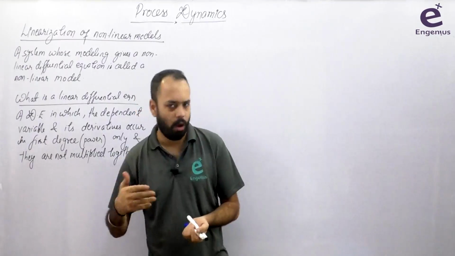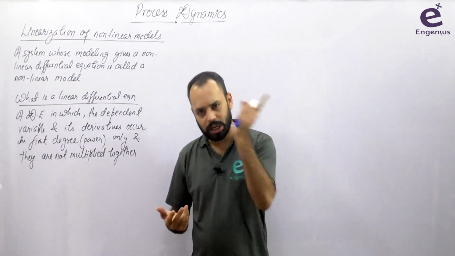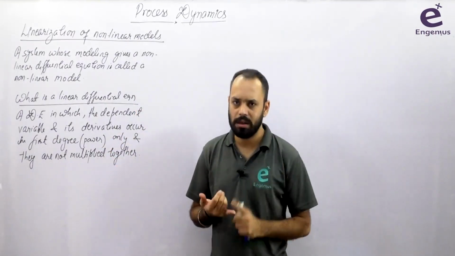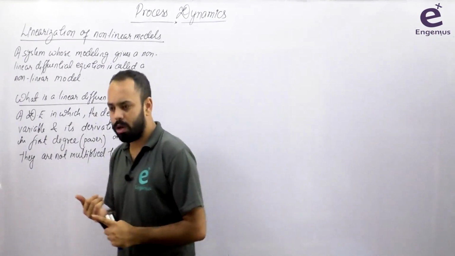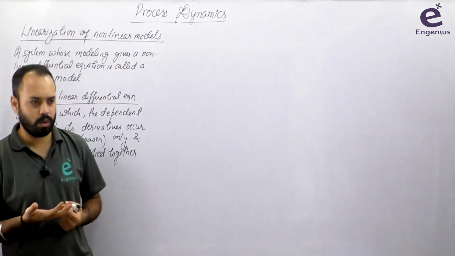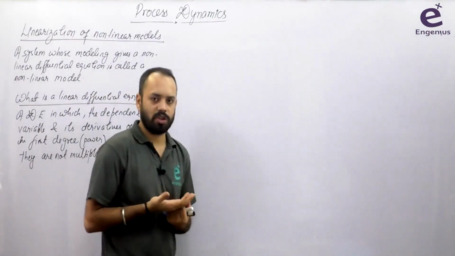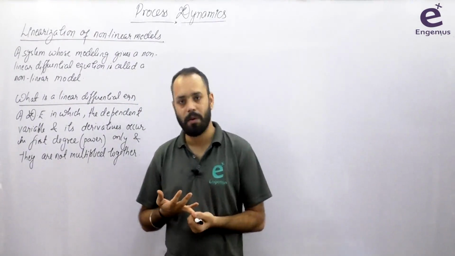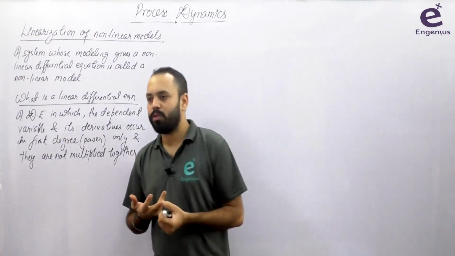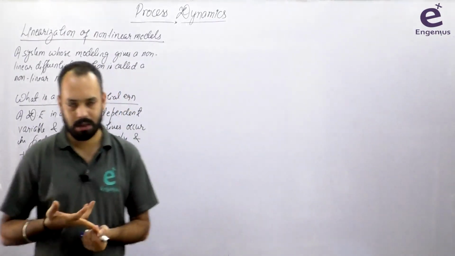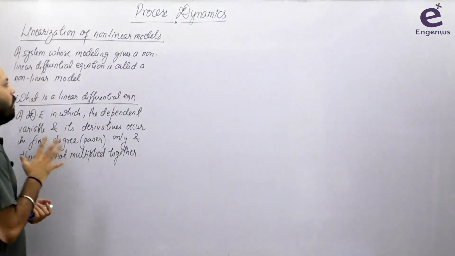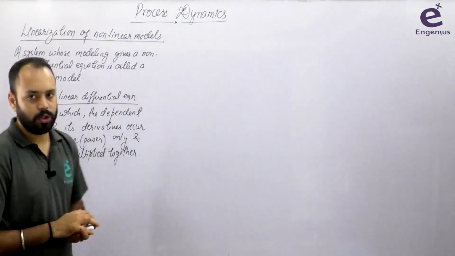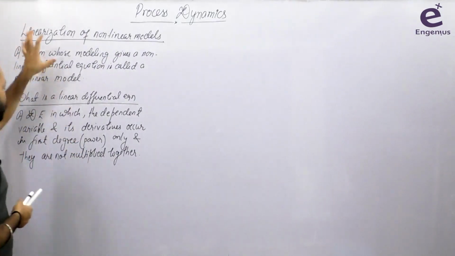Now you can check all the previous models again, and see what the nature of the differential equation is. You will find that all of them are first order and all of them are linear also. y did not have a power other than 1, and there was no multiplication of y and dy by dx. But if there is a non-linear model, then what do we do? Now, this was the definition of a non-linear system.